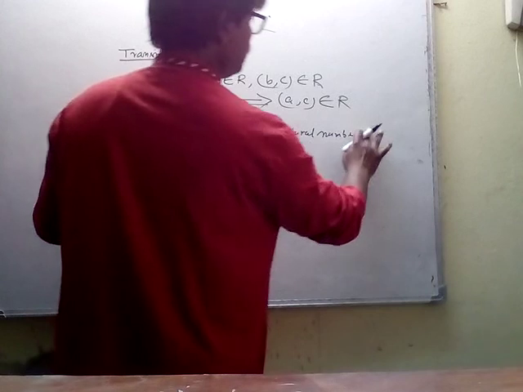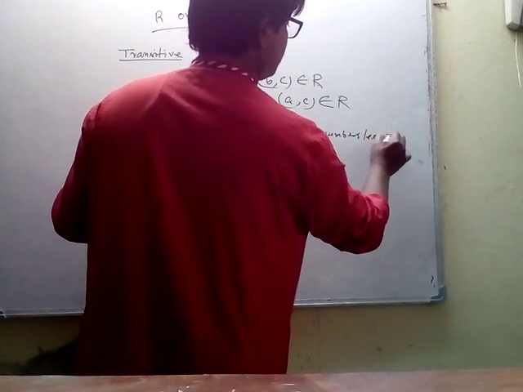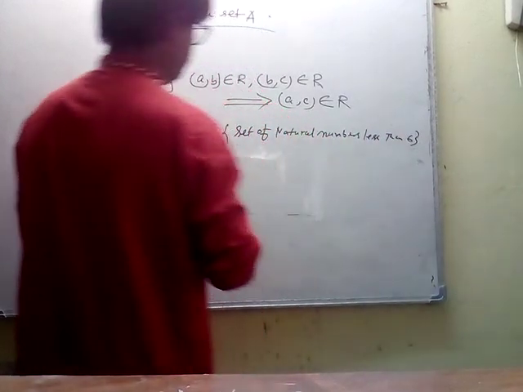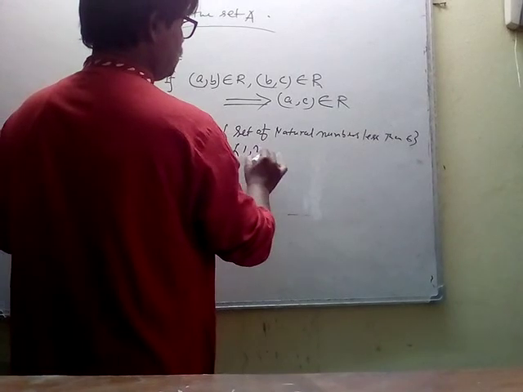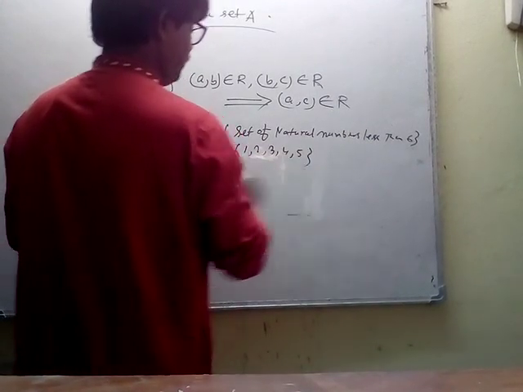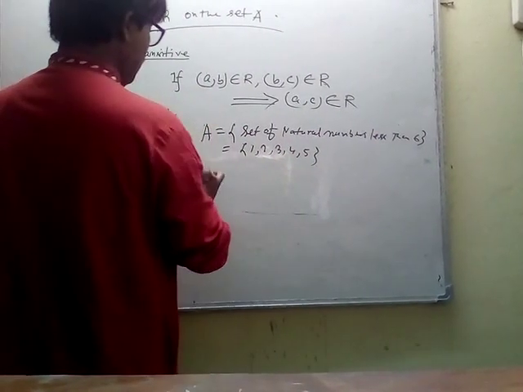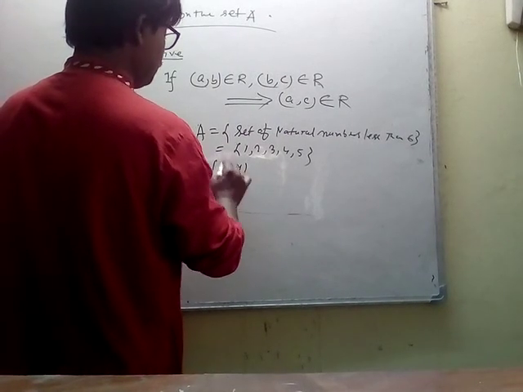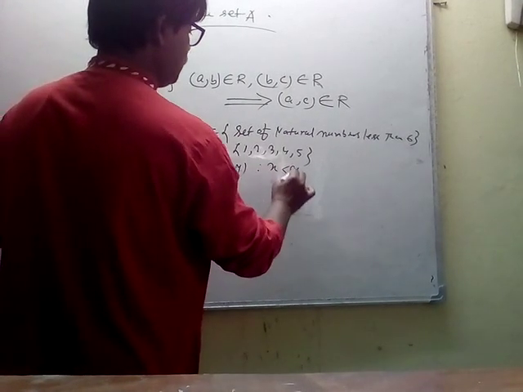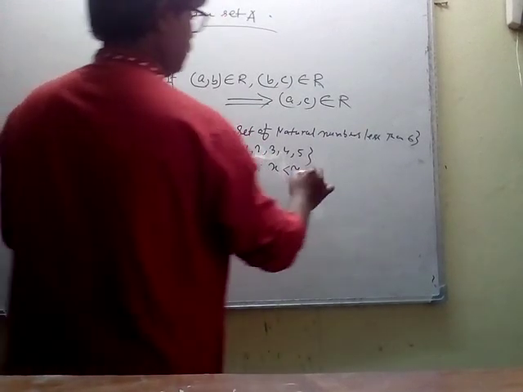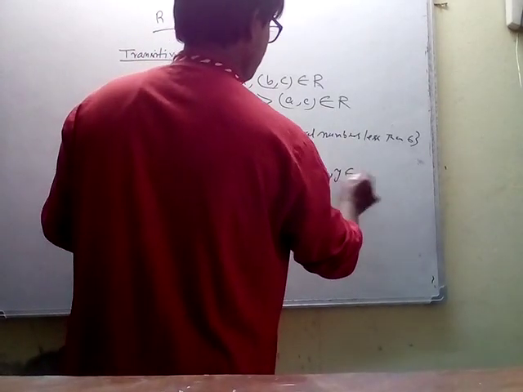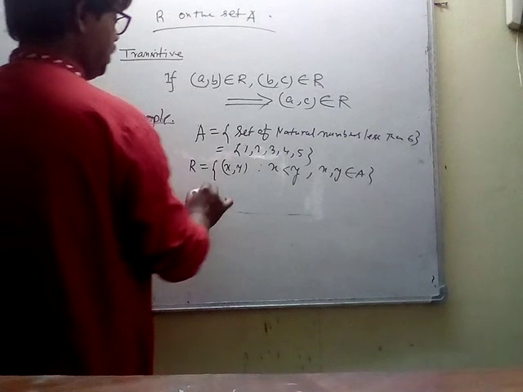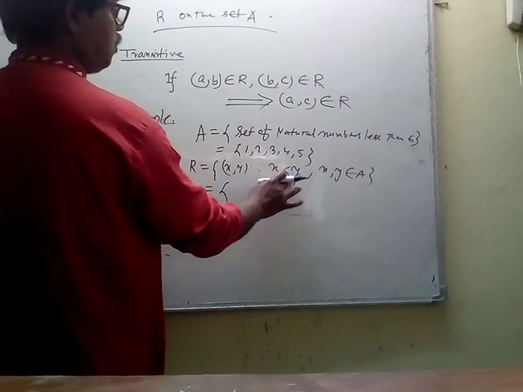Natural numbers less than 6. That is, A is {1, 2, 3, 4, 5}. And R is a relation defined on A such that R is the set of all (x, y) such that x is less than y, where x, y belong to A. Then obviously R is x less than y.